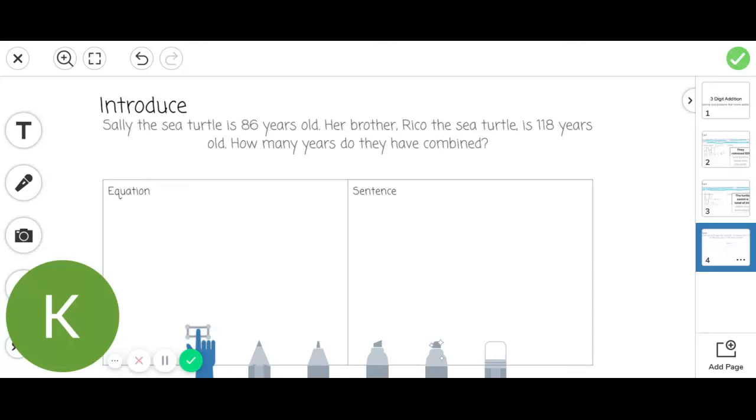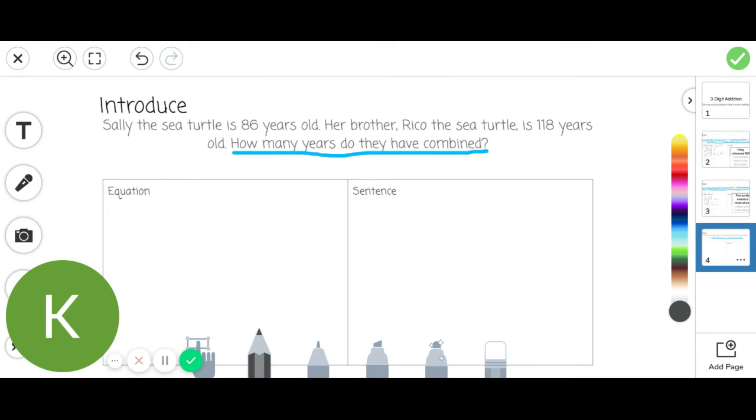Let's give one last problem a try. Sally the sea turtle is 86 years old. Her brother, Rico the sea turtle, is 118 years old. How many years do they have combined? Underlining my question. I'm actually going to circle this word combined. I know this is a way to say I'm putting something together. So that gives me a pretty good clue that I'm going to be adding in this word problem again.